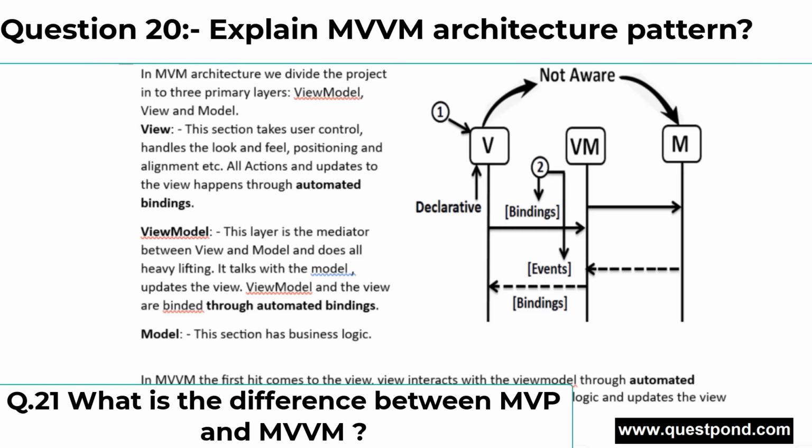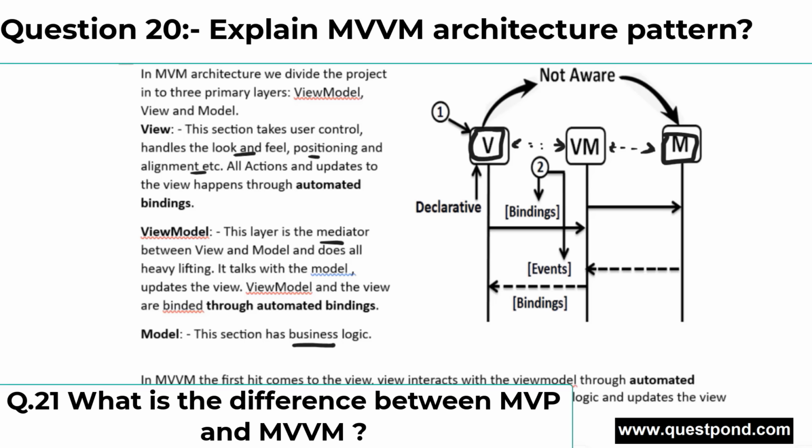Now this MVVM architecture is the same as MVP. So here again we have three sections. We have a view, we have a model, and we have a view model which acts like a bridge between the view and the model. It acts like a mediator between the view and the model, right? So again, same as MVP, the view here takes care of look and feel, positioning, alignment. The view model is like a mediator, and the model has the business logic.